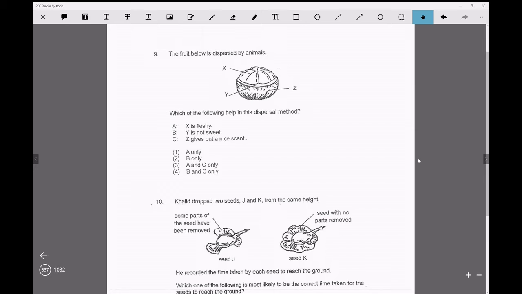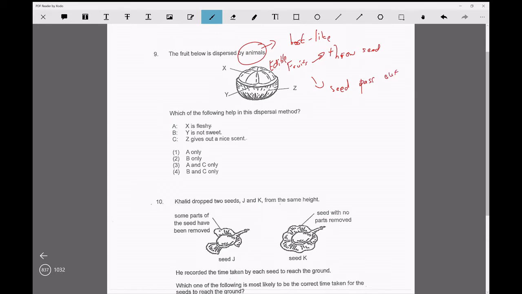Which one of the following helps in the dispersal method? Dispersed by animals. To be dispersed by animals, there are 3 types of animal dispersal. First one is hook-like structure. That means they cling on to the animal fur. The other one is fruits that can be eaten, edible fruits. Somehow they attract the animals to eat them. Then after that, they'll throw the seed away, or they'll swallow the seed, and then the seed gets passed out of their body as waste.